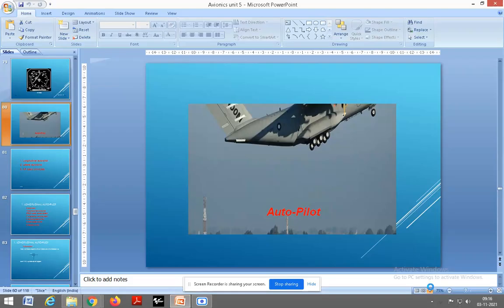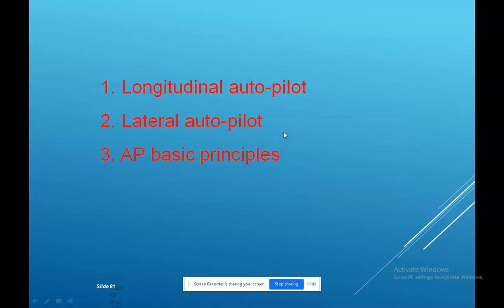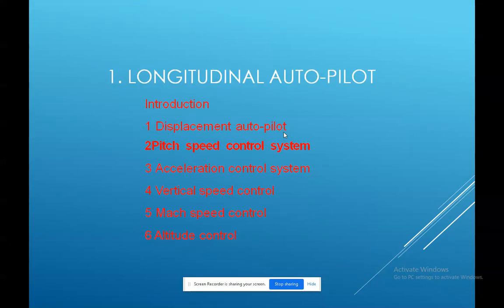Okay, next topic, autopilot system. So, automatic system, which will have two types: longitudinal autopilot system and lateral autopilot system. First, we are going to see the longitudinal autopilot system.